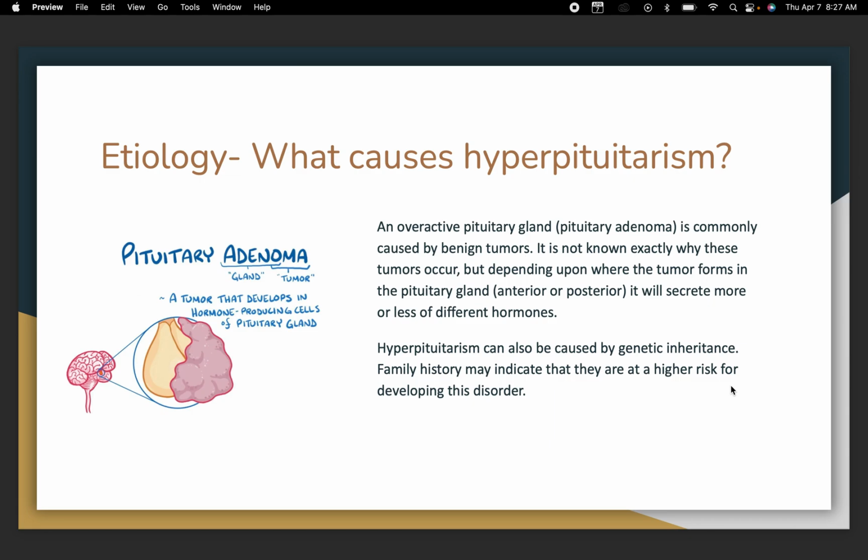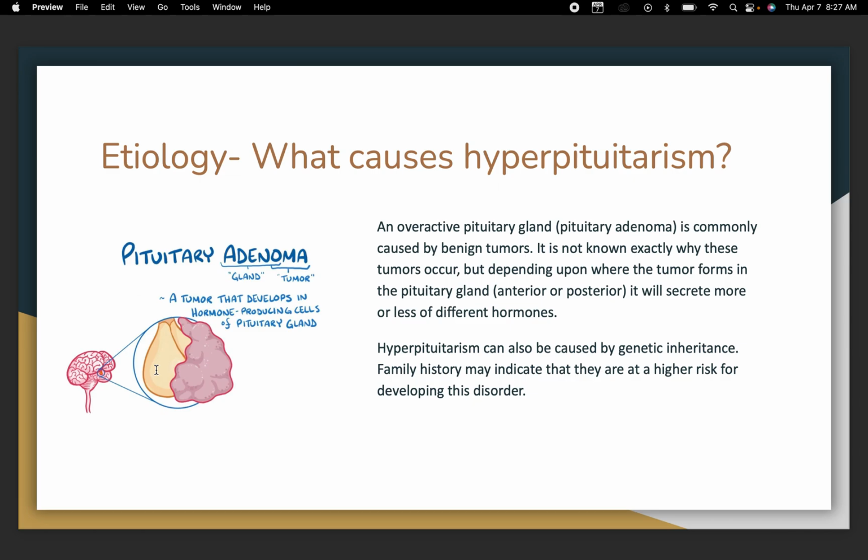So what causes this? A pituitary adenoma, which if you see this little picture on the side right here, it shows a little breakdown of the root words in it, and so it's a gland tumor. So a pituitary adenoma is a tumor that develops in a hormone-producing cell of the pituitary gland. An overactive pituitary gland is commonly caused by a benign tumor, which is called a pituitary adenoma. It's not exactly known why these tumors occur, but depending on where the tumor forms, in or on the pituitary gland, that anterior or posterior we were talking about, it will secrete more or less of different hormones.